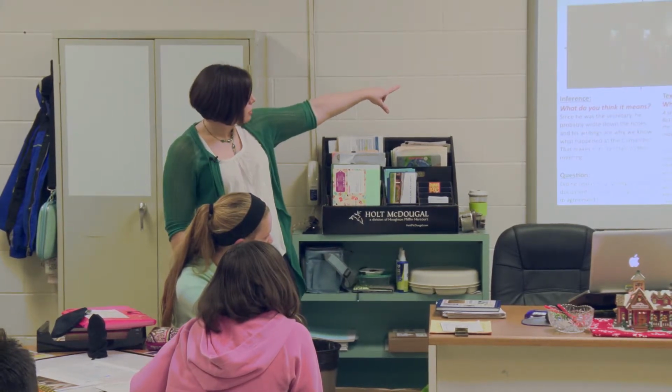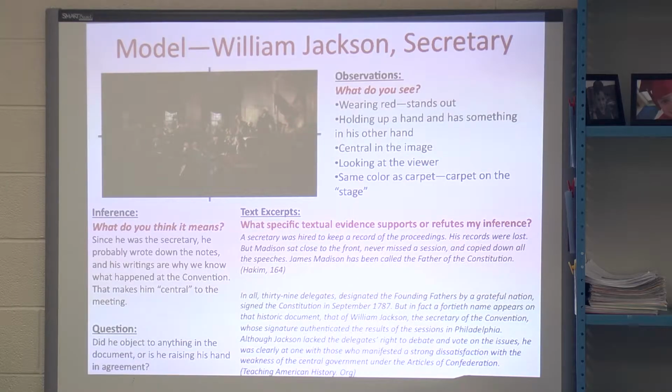We talked about William Jackson a little bit. We said he was wearing red, right? That made him stand out. We said that he was holding his hand up like this. We also said that he was holding something else in his other hand. We said that he was central in the image, and he was looking at us, right? He's right there in the center, and he's looking straight at the viewer. He's wearing the same color as the carpet, and the carpet appears to be up on a stage. So I'm wondering to myself whether or not that has meaning.